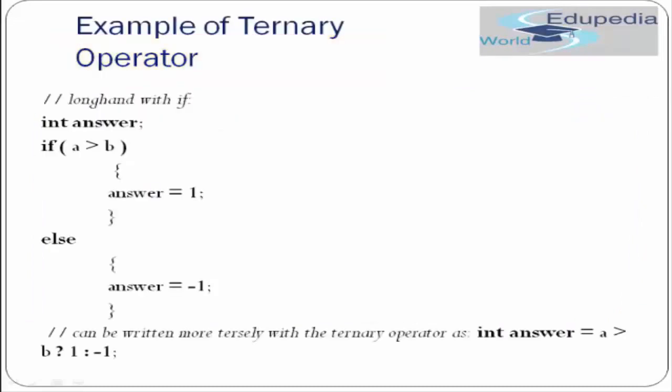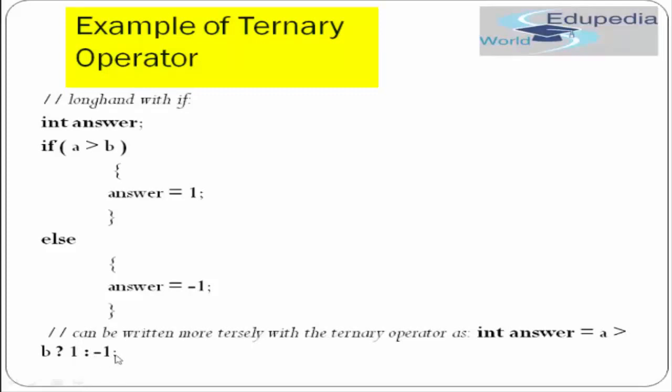Okay, so this is how the ternary operator works. This is an example using an if statement. Let's say I have an integer answer, and I'm using if a is greater than b, then answer equals 1, else answer equals -1. I can write all of this code block in a single line, as shown here. It can be written more precisely with a ternary operator as int answer equals a greater than b, then the ternary operator's question mark will come, then the first value, then the colon, then the second value.